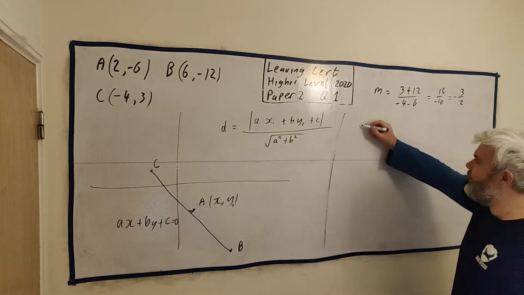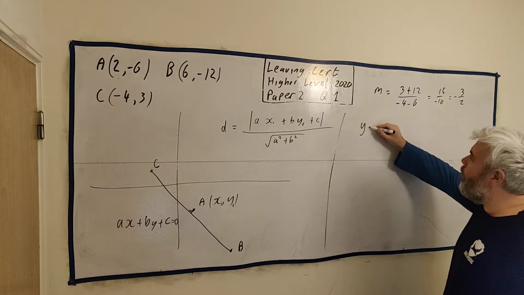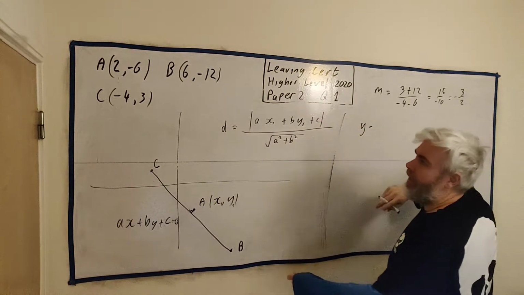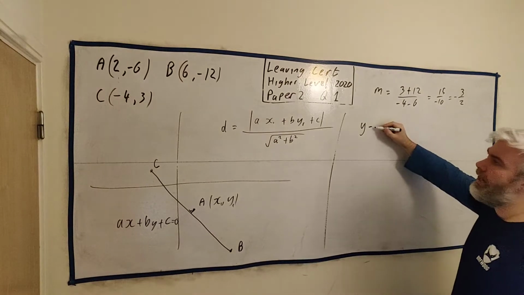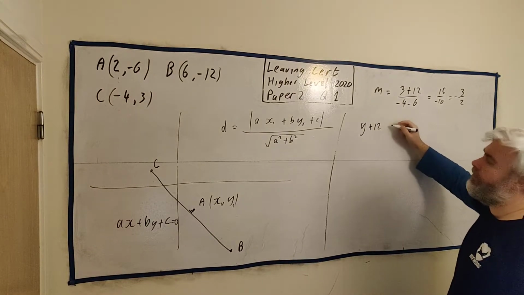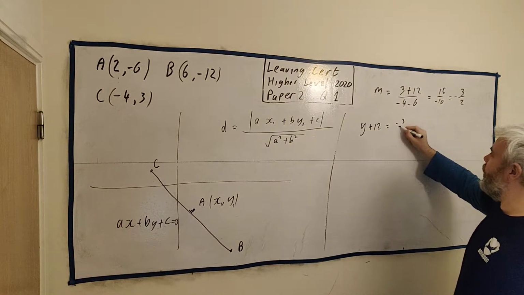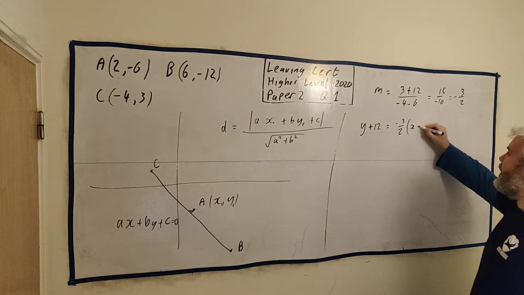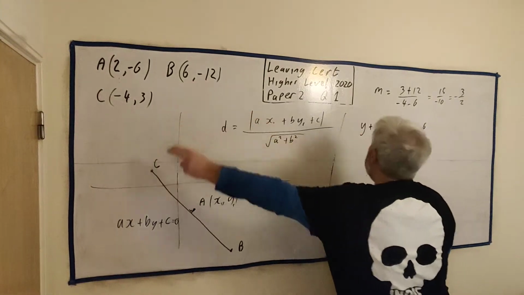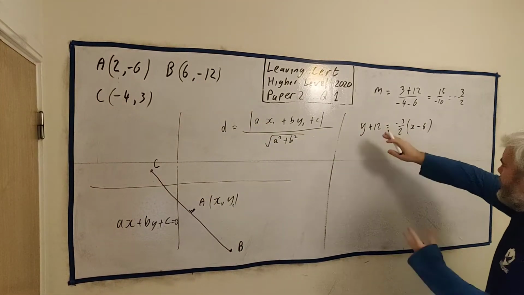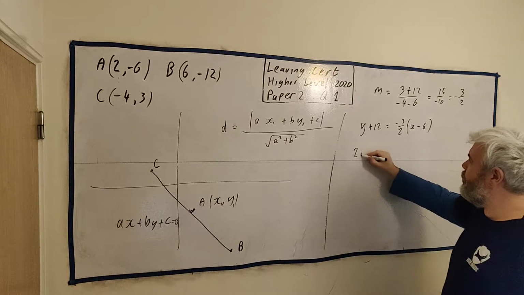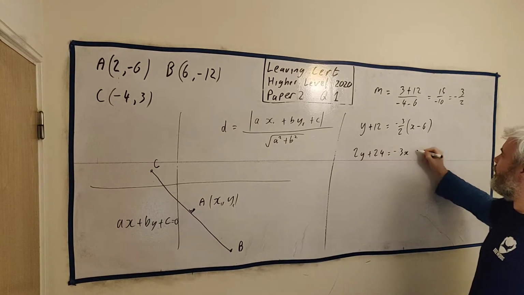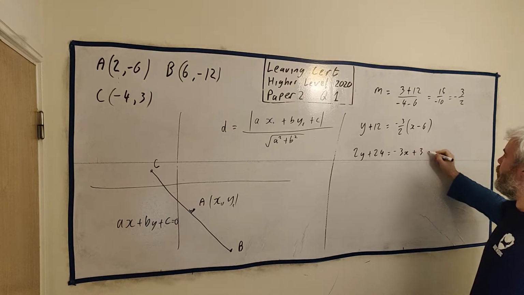And then to get the equation, I'll just use the formula: y minus y1. Let's take B. Minus minus 12 is plus 12, is equal to the slope, minus 3 over 2, times x minus, in this case, it'll be 6. Let's start multiplying this 2 across. 2y plus 24 is equal to minus 3x plus 18.